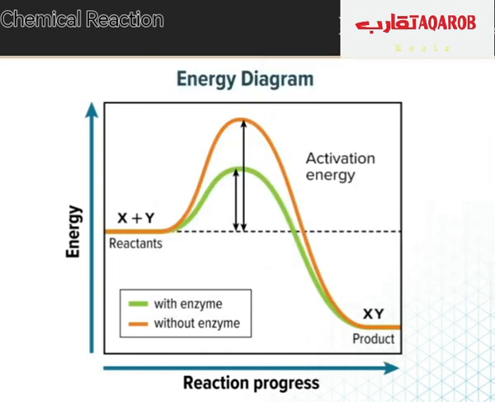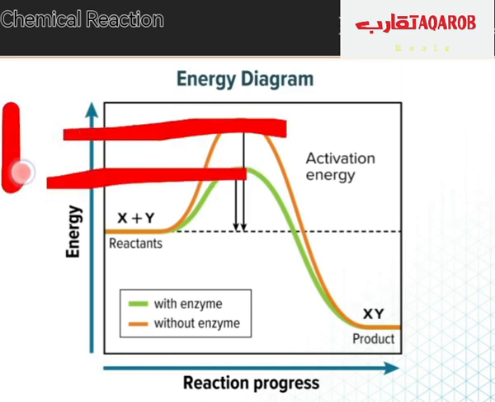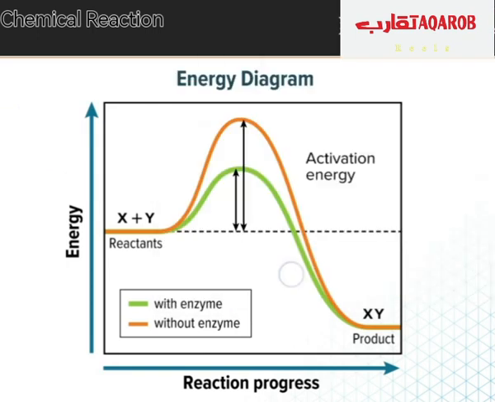It releases energy. Look at the colors of the diagram. We have two colors, the orange one and the green one. The orange one is showing the energy during the reaction without an enzyme, while the green one is showing the energy during the reaction while the enzyme is found in the reaction. As you can see, there is a huge difference. Look at the amount of energy here. There is a lower energy that is needed for the activation.